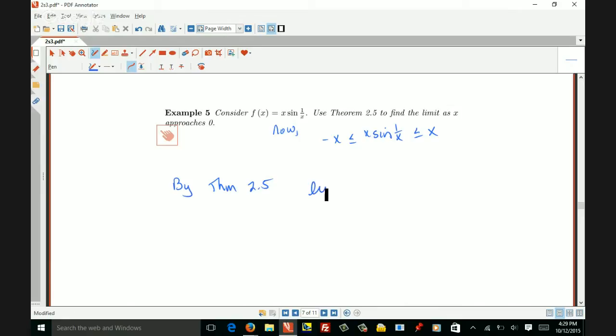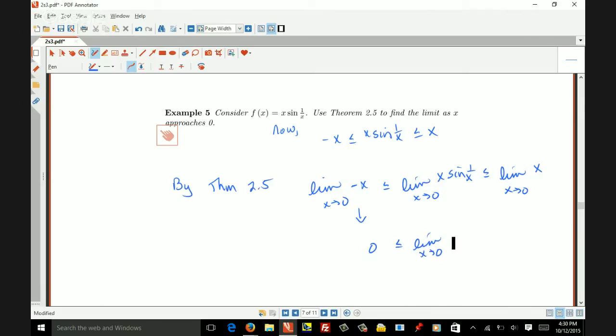Take the limit of each side. The limit as x goes to 0 of minus x is less than or equal to the limit as x goes to 0 of x sine 1 over x, which is less than or equal to the limit as x goes to 0 of x. Where does the first one go? 0. Zero. Yeah.